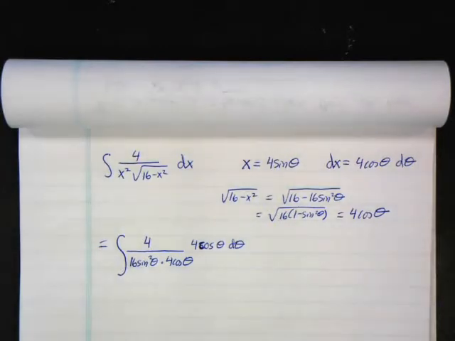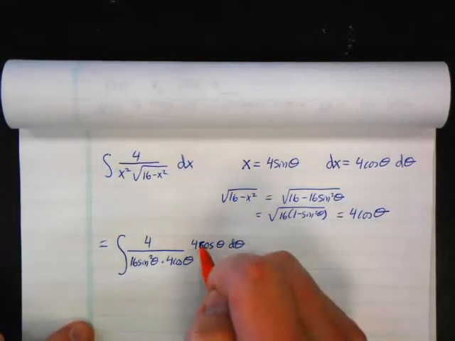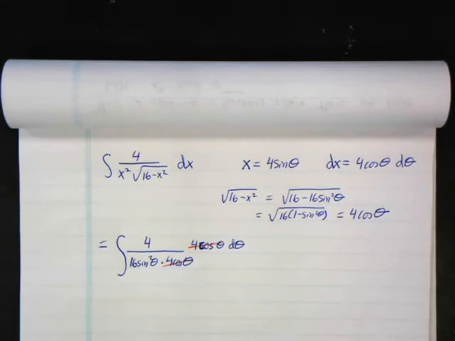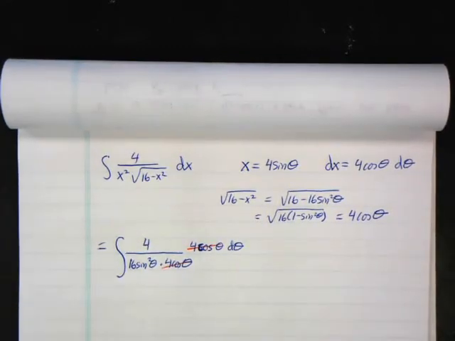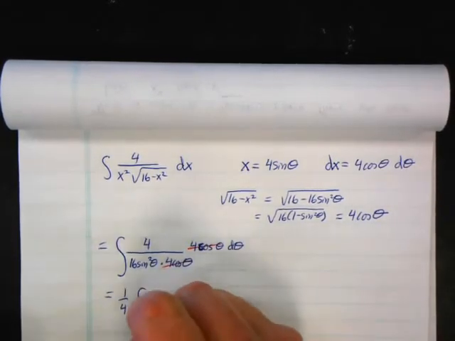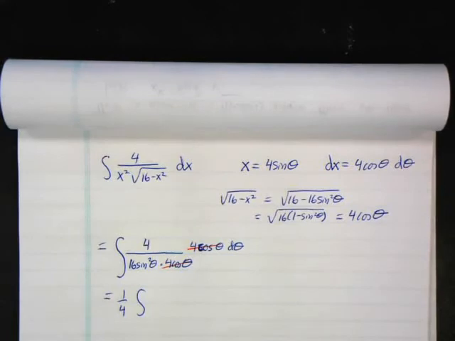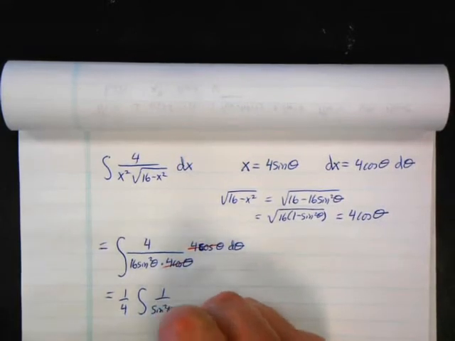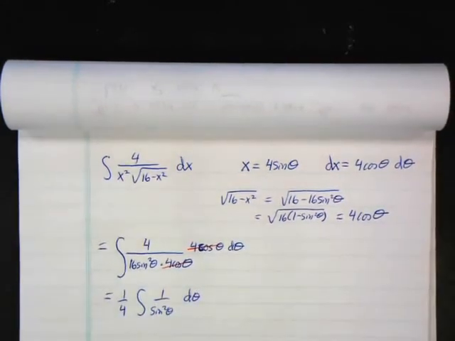All right, how are we going to integrate that? I can cross out the 4 cosine thetas, and then 4 and 16 reduces to be a 1 over 4. Integral of 1 over sine squared theta d theta.